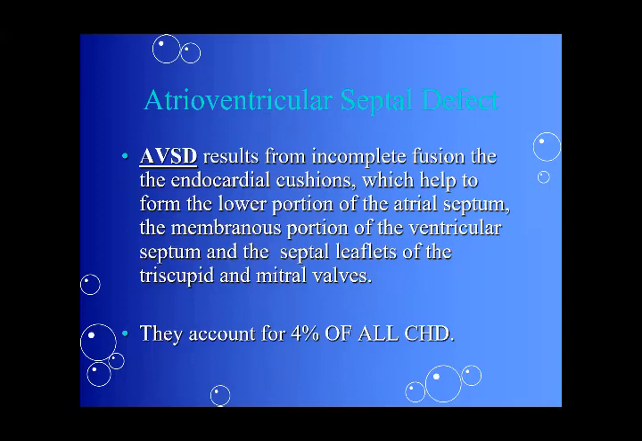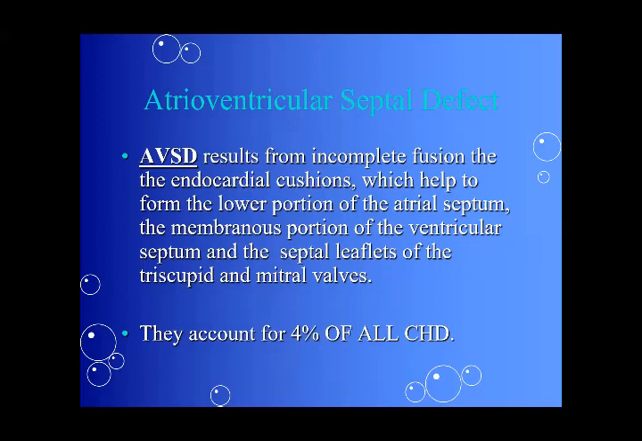Atrioventricular means the two atria and the two ventricles are in communication with each other. It results from incomplete fusion of the endocardial cushion. Endocardial cushion means the central, vertical and horizontal cushion is not formed completely. So both the ventricles and both the atria are freely communicating with each other. The two atria are connected, the two ventricles are connected, and similarly the atrium and the ventricle are connected.